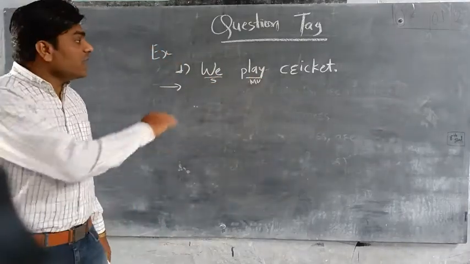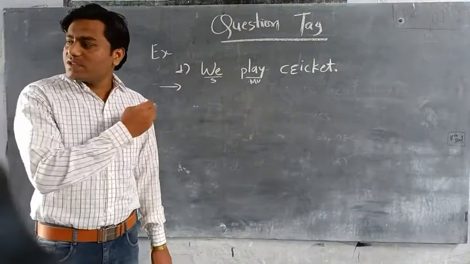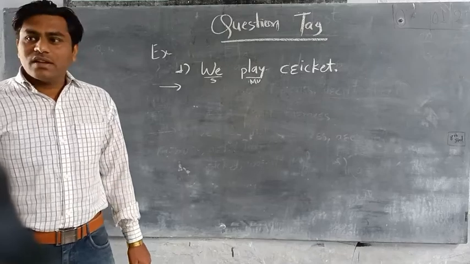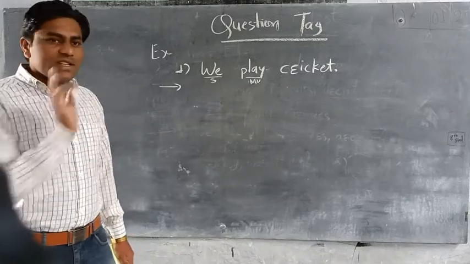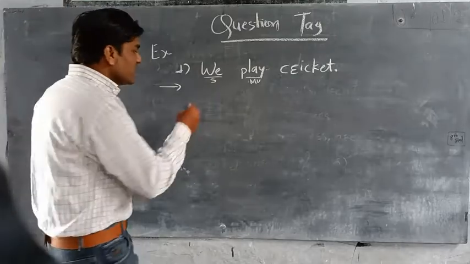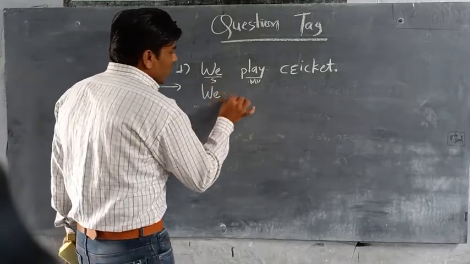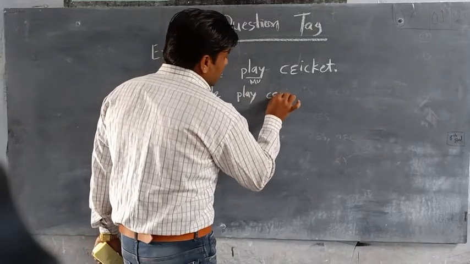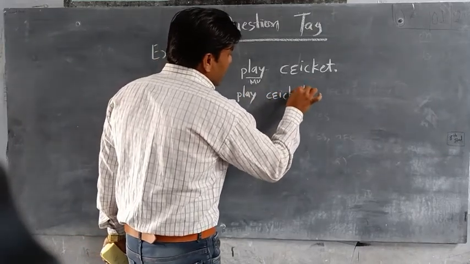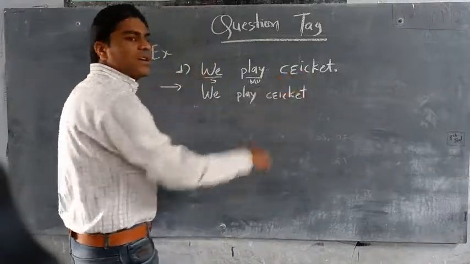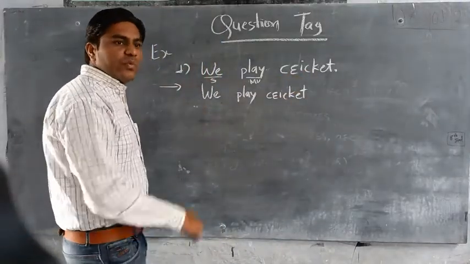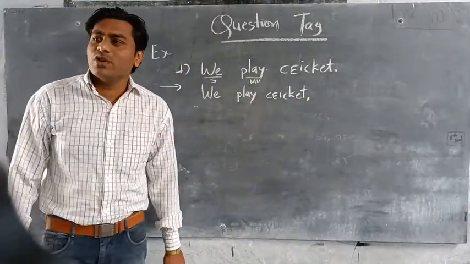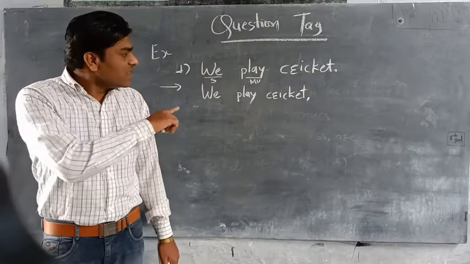So when we see this type of sentence and we want to transform it into a question tag, the first rule is we have to write the sentence as it is. So write the sentence as it is. We play cricket. Then we have to remove the full stop and put the comma.